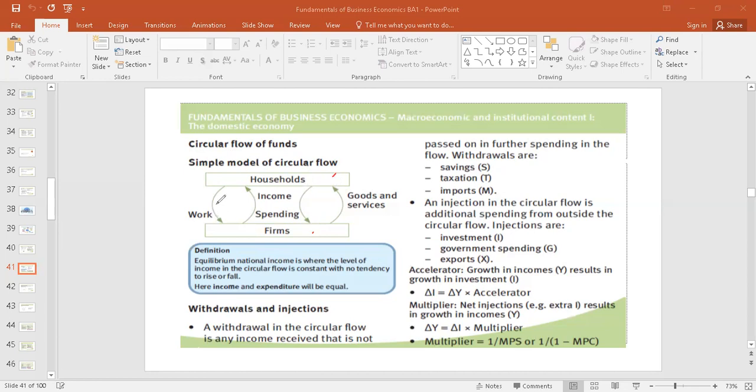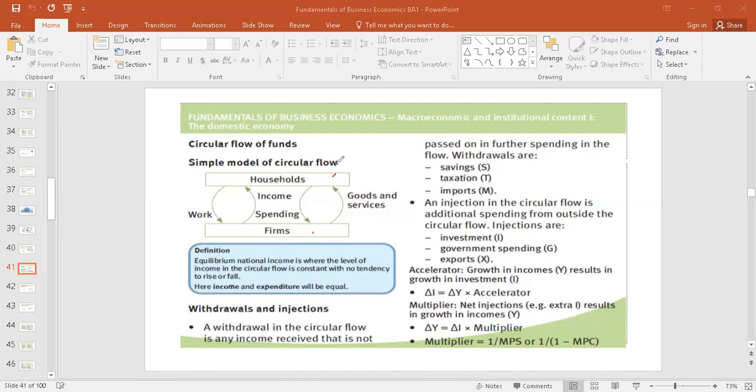When people from the households work for the firms, they earn their share of income. Because of their labor, the firms are able to produce goods and services, and these have to be consumed by the people from the household. When they consume, they are spending their income to purchase the goods and services. So the firms in turn get income, and that income is again used to make the wage payment to the household, to the workers. So this is a cycle which goes on.